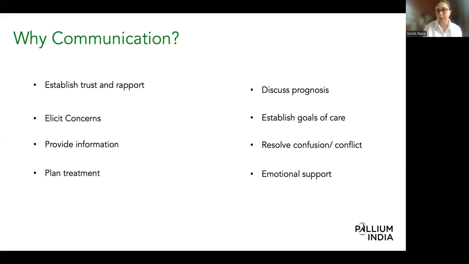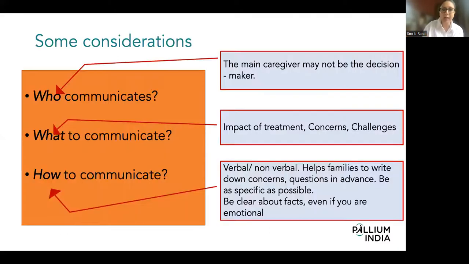I'm not saying that this is the final list. You can keep adding to it depending on your own work setting and what you find communication is really important for. Now, very important, who communicates, what to communicate, and how to communicate. We talked about this also, that the main caregiver may not be the decision maker. So who are you talking to in the family? And is it the right person that you're talking to about a particular issue?